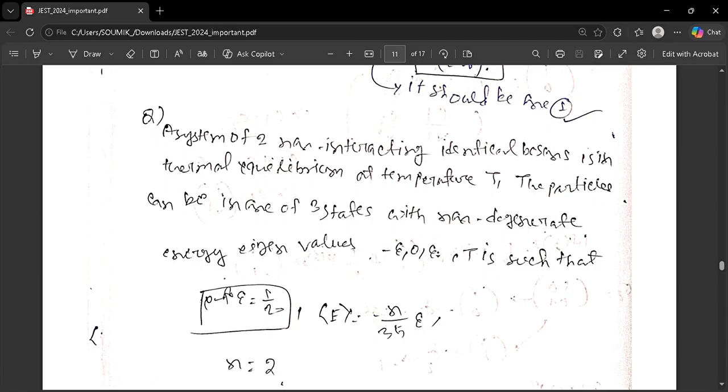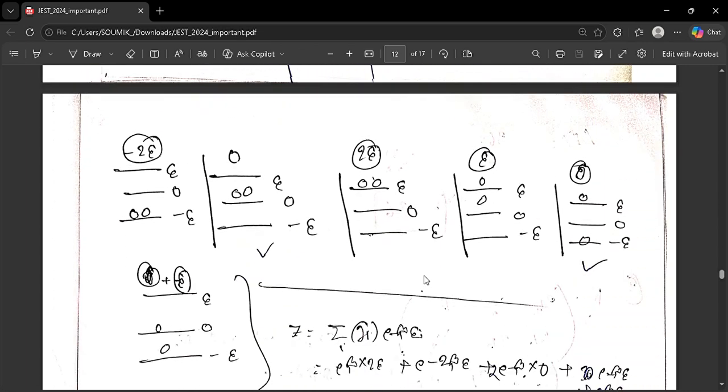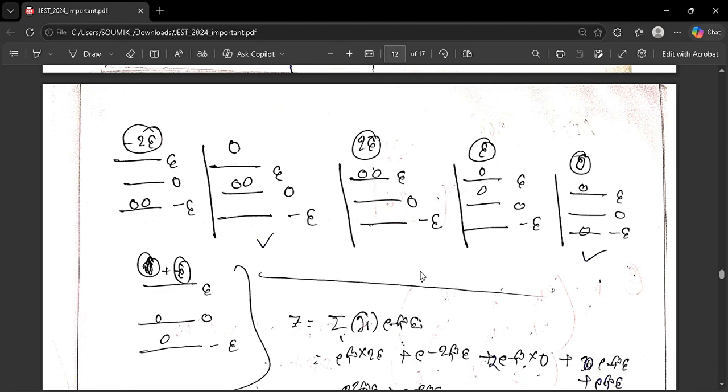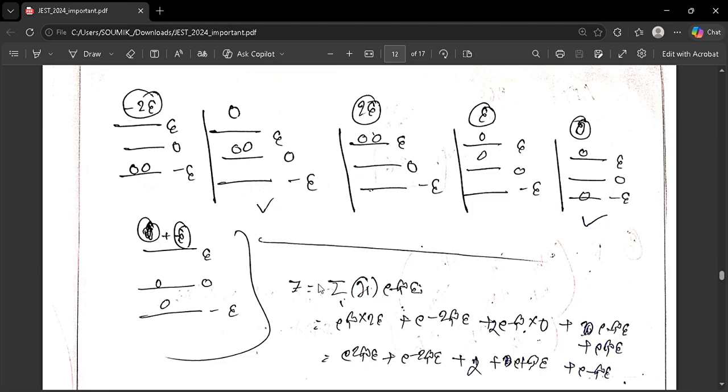To do this problem, firstly you need to calculate the energy for two bosons and three energy levels. When two bosons are present in this way, the energy we get is -2 epsilon naught. With two bosons there is no restriction; for bosons we have no restrictions on their seats. In this way we can find different energy levels, and then we can find the partition function, the sum of g_i e to the power minus beta epsilon_i.